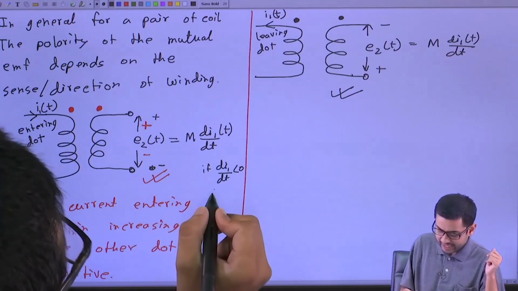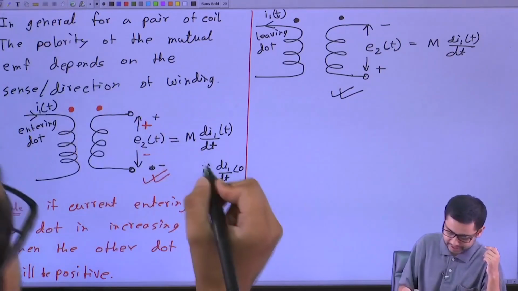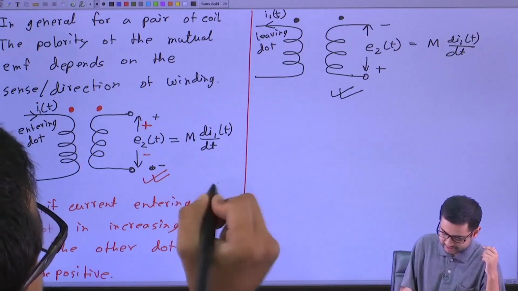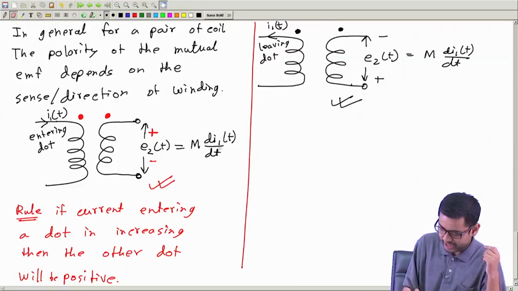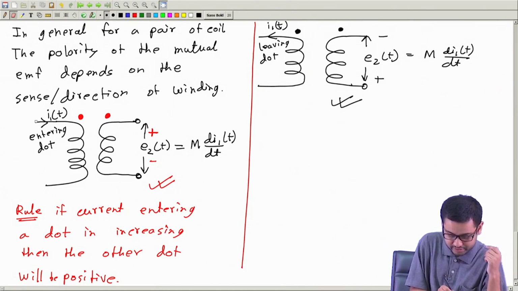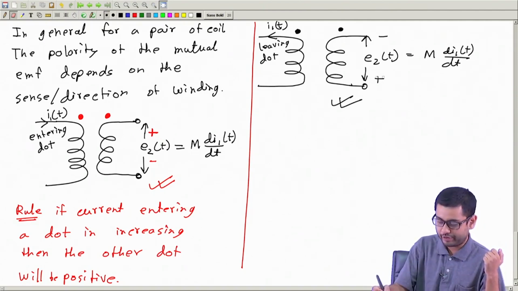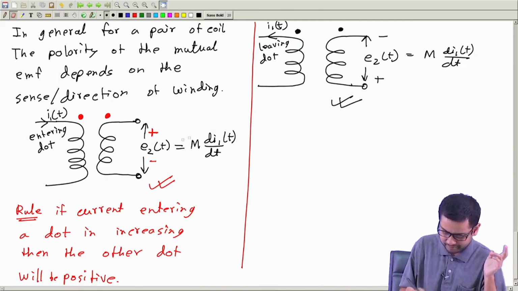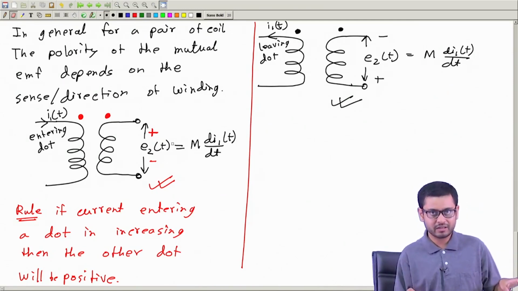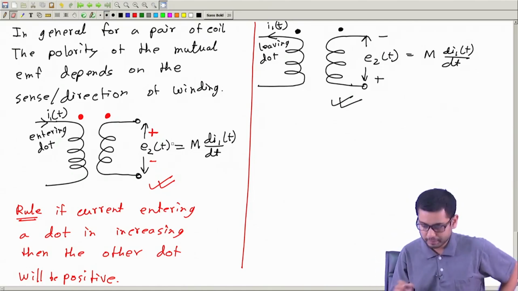So in general, I will always write the EMF as m di1 dt and put the plus sign towards the dot if the other current I1 is towards the dot. If I1 is towards the dot, then plus should be towards the dot. If I1 is away from dot, plus should be away from dot. That's the rule. And m in general is a positive number, particularly when we are considering only two coils. There are exceptions, forget that.